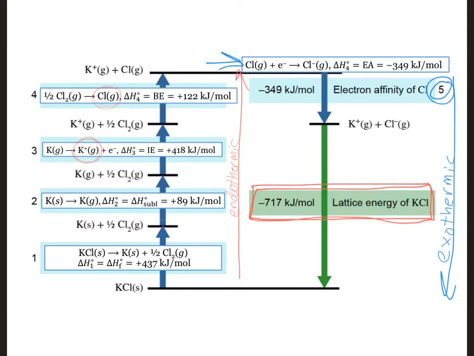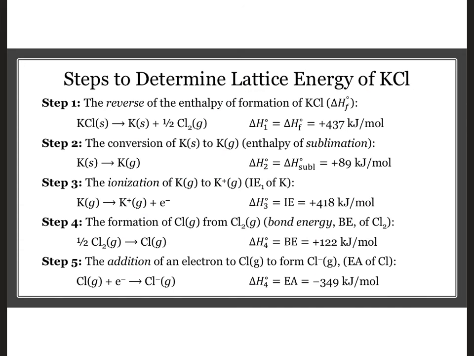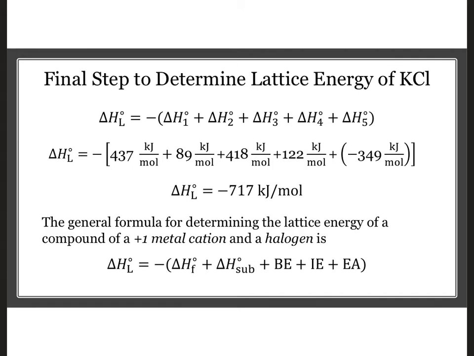Recall that the tricky spots occur in step 1, where we have to reverse the enthalpy of formation, and in step 4, where we must take half the bond energy. Make sure you can identify each of these reactions as well. Alright, the final step requires us to add all of these quantities together, then add a negative sign to the result to reflect the fact that this is an exothermic process.